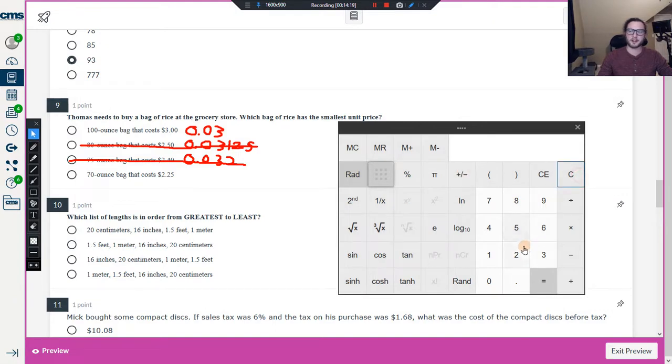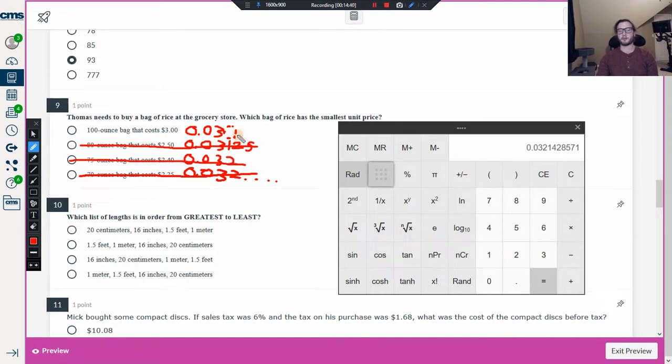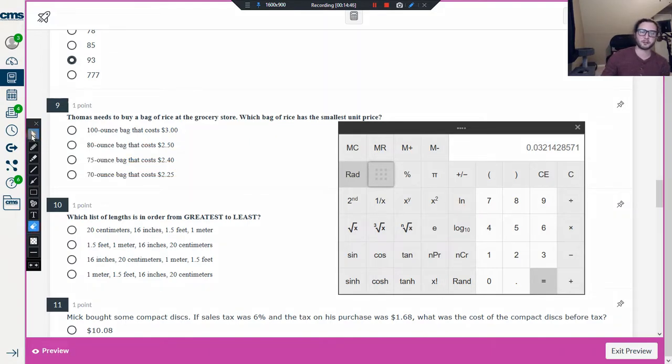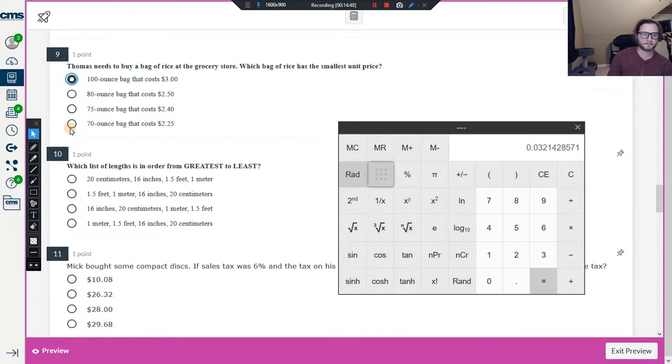And our last option, $2.25 divided by 70 ounces. And that, once again, 0.032. Whatever it is going to be more than 0.03. Because you have to figure the next number that would have come next would have been zeros. And those zeros make it less than all of these options below. So, number 9, my answer should have been the 100-ounce bag.